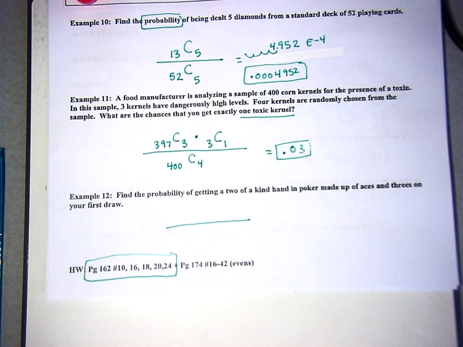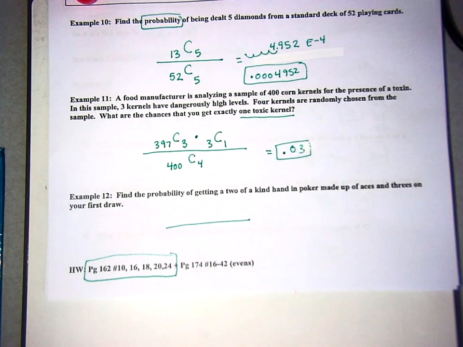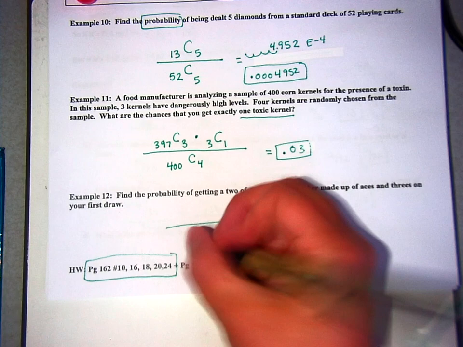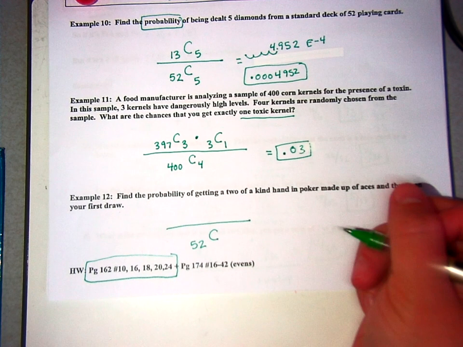All right, last one we're doing. Find the probability of getting a 2 of a kind. Am I moving too fast? Are you guys okay with this one? Probability of getting a 2 of a kind hand in poker made up of only aces and 3s on your first draw. All right, what should go on the bottom? 52 choose 5.